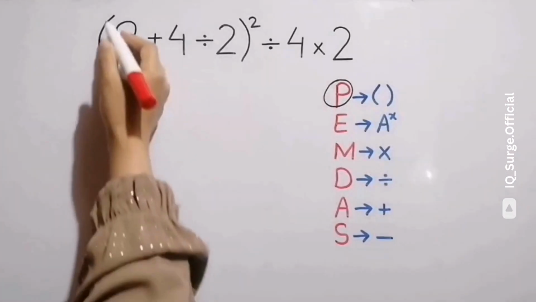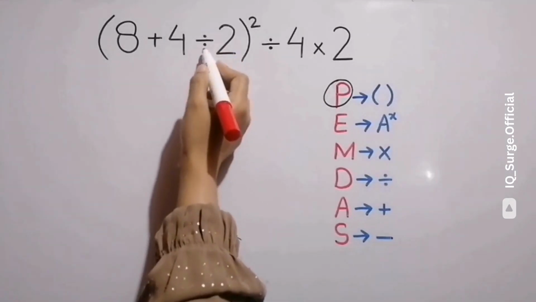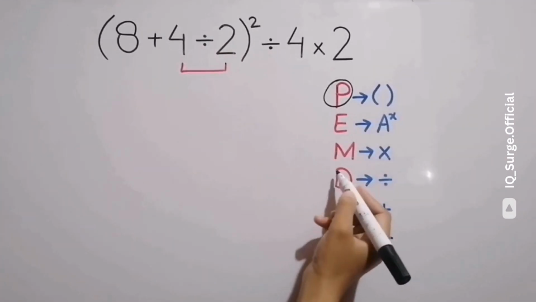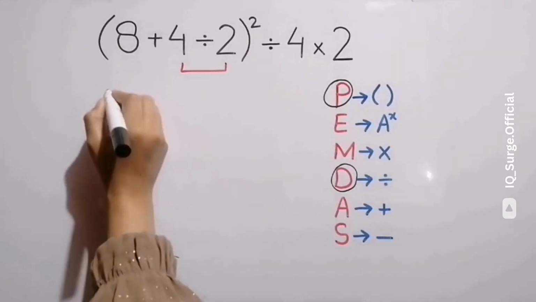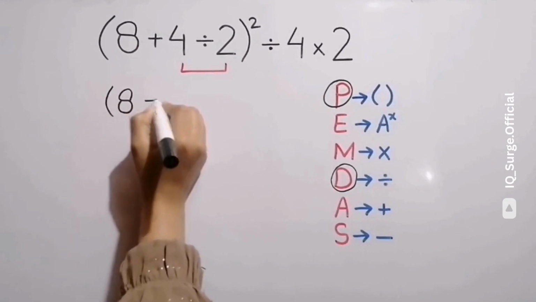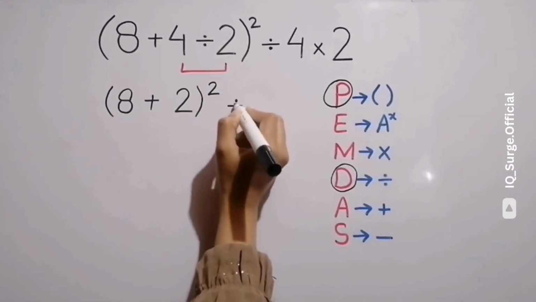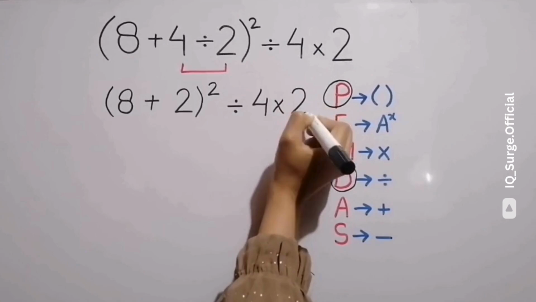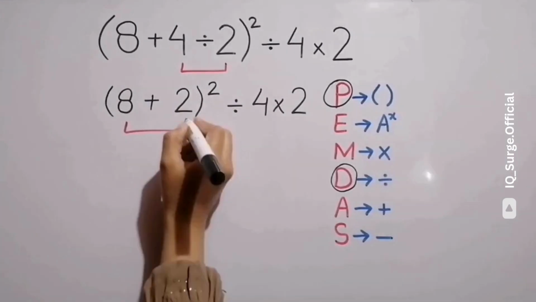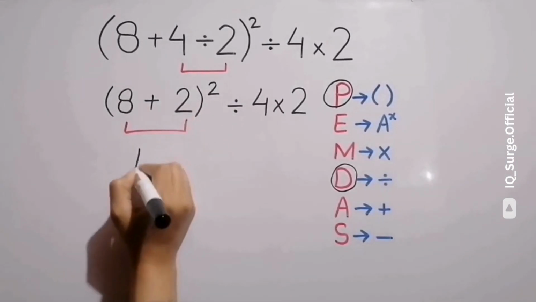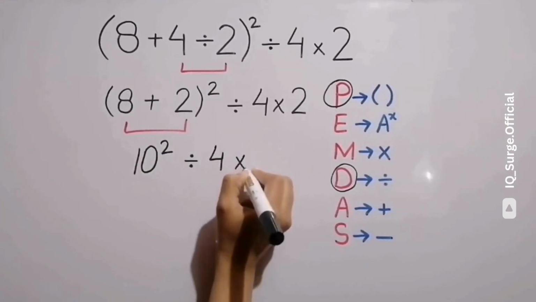As you can see inside the parentheses, we have an addition sign followed by a division sign. We must start with the division because division comes before addition. So instead of this expression, we can write 8 plus 4 divided by 2 equals 2 inside the parentheses. All squared then divided by 4 times 2. And the next step, we need to simplify the expression inside the parentheses even more. 8 plus 2 equals 10 to the power of 2, divided by 4 then times 2.